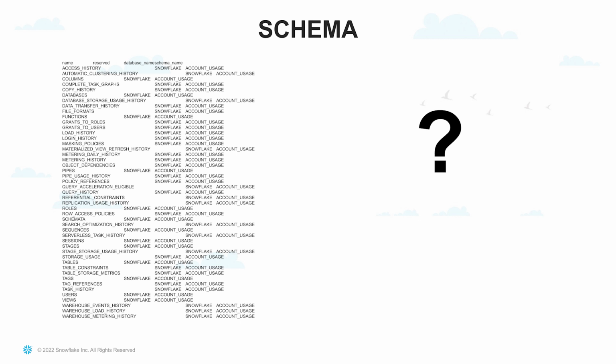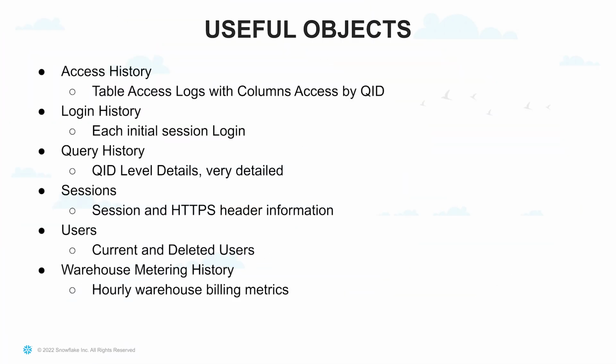Well, I can see load history, login history, that looks interesting. File formats, access history, who accessed what, when, and where. Tag history, task history. There's a lot of useful things in here. What do I find the most useful? Well, as I'm working with customers on site, I find access history to be one of the more useful pieces. It has table level access logs along with the columns that were accessed down to the query GUID. That's amazing.